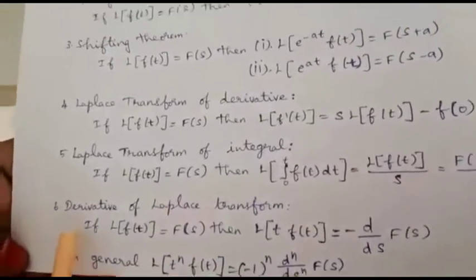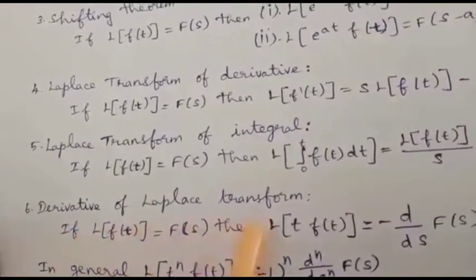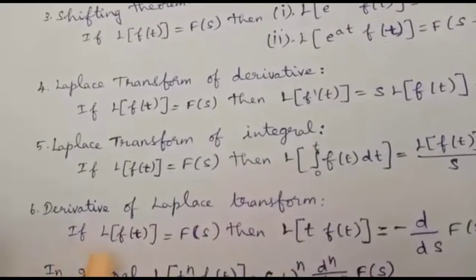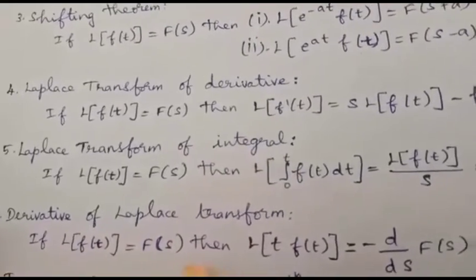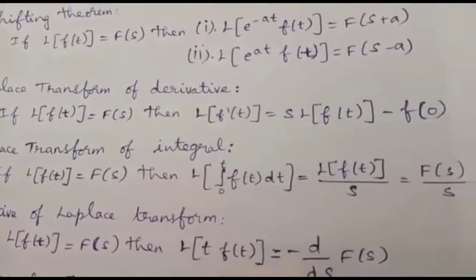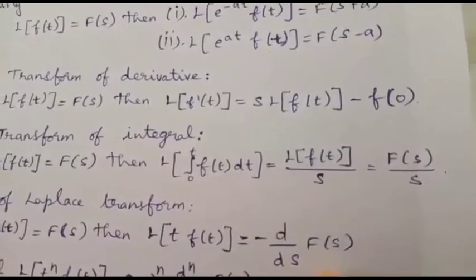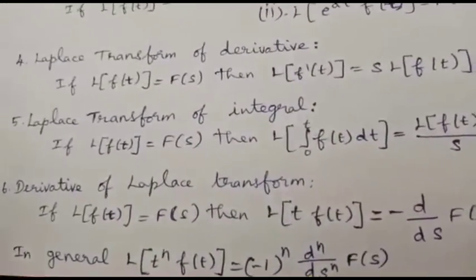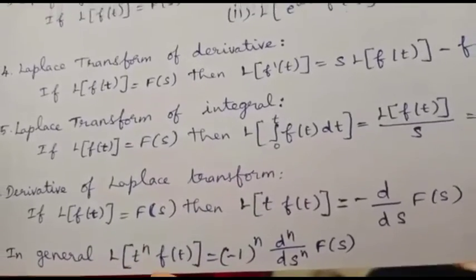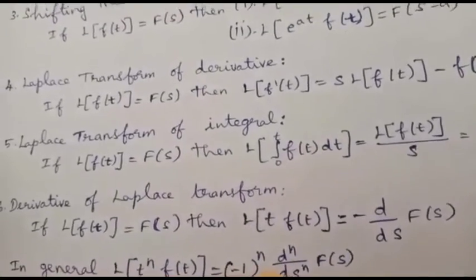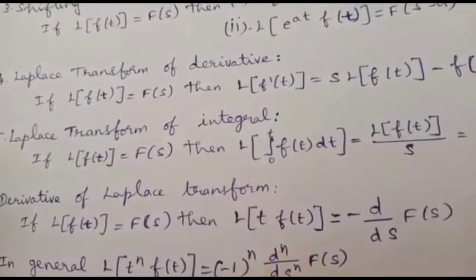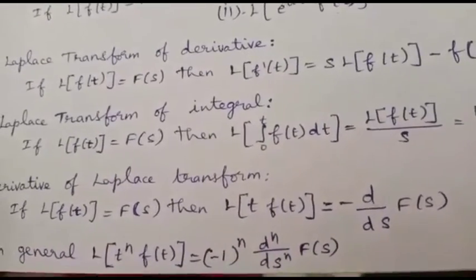Then the sixth property is derivative of Laplace transform. The statement is: if L of f of t equals F of s, then L of t f of t equals minus d by ds into capital F of s. In general we can write Laplace transform of t power n into f of t equals minus 1 whole power n into d power n divided by ds power n into capital F of s.